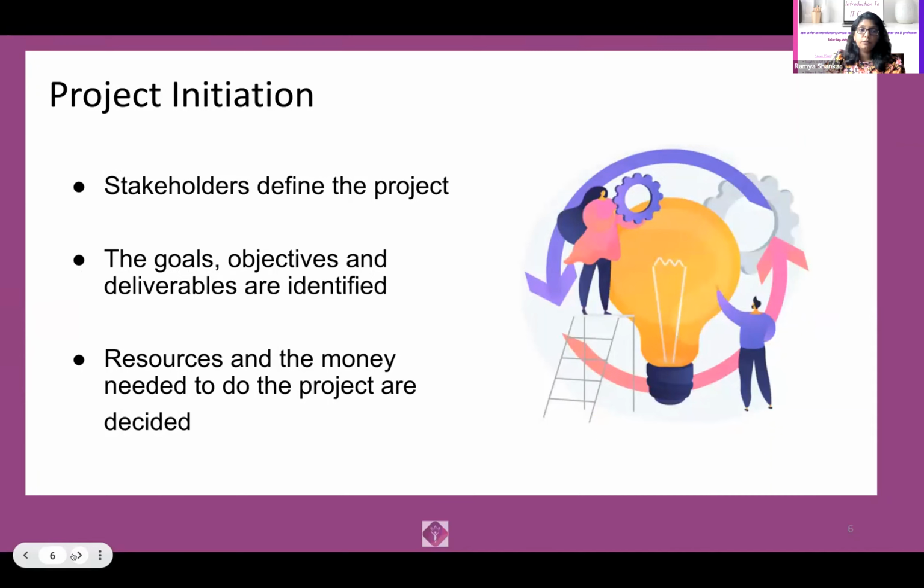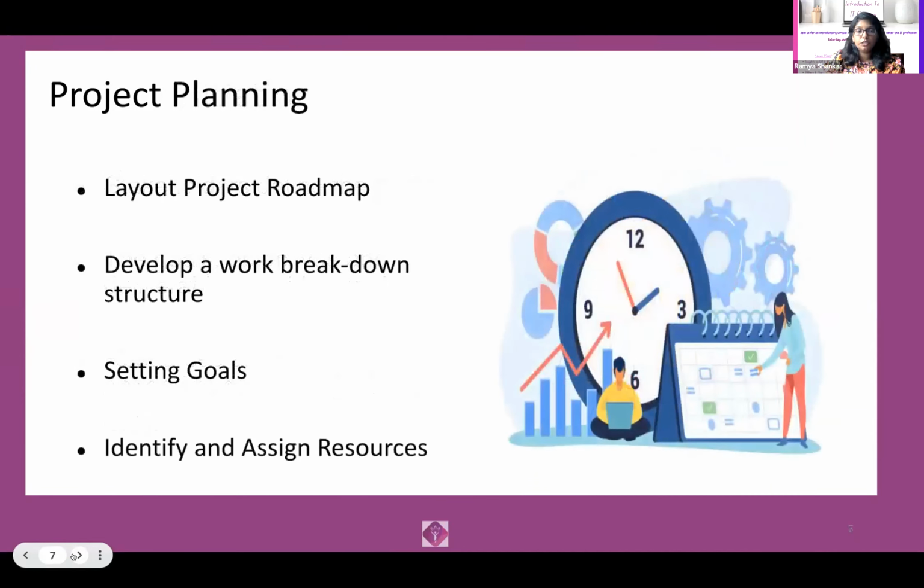Once this is done, we move on to the next phase, which is the project planning phase. In project planning, we lay out a roadmap. Okay, now we know what to do, but how can we do it? We develop a breakdown structure. We set up goals for each of these structures. And we also see whether the resources and the money involved are enough once the assignment is done during the planning phase. This is claimed to be one of the very crucial phases because this is where the allocation of resources happens so that the project can take the next step.